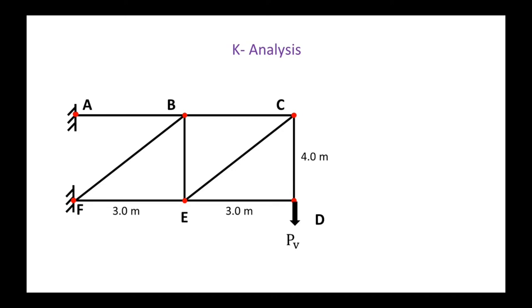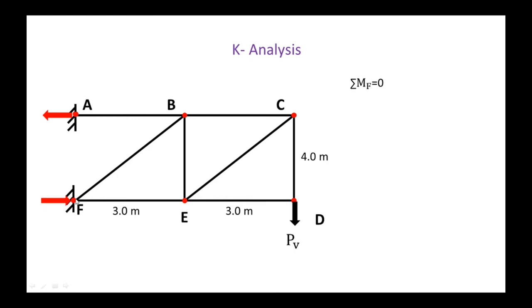So now, again we have to apply the method of joints and find out the forces in each member by applying the force PV at the joint D vertically downward. So here, first we have to apply sigma MF equal to 0 and find out the reactions. These are our assumed directions of HA and HF.